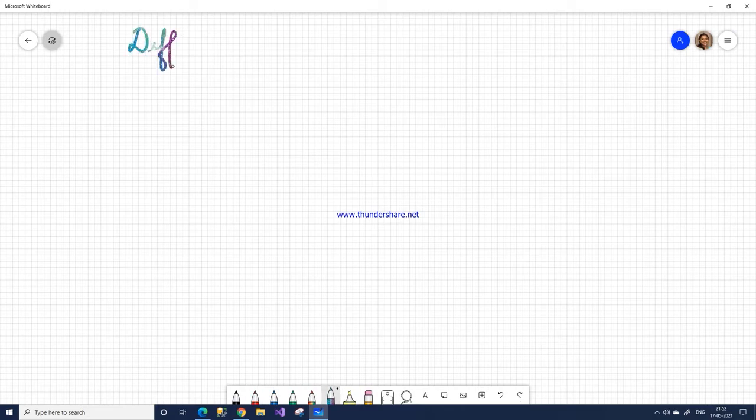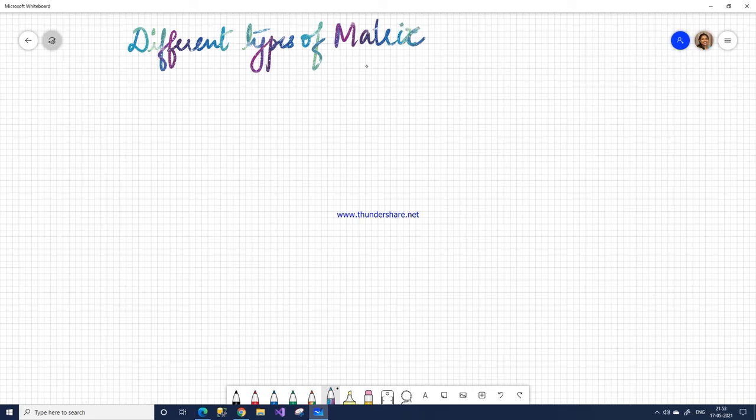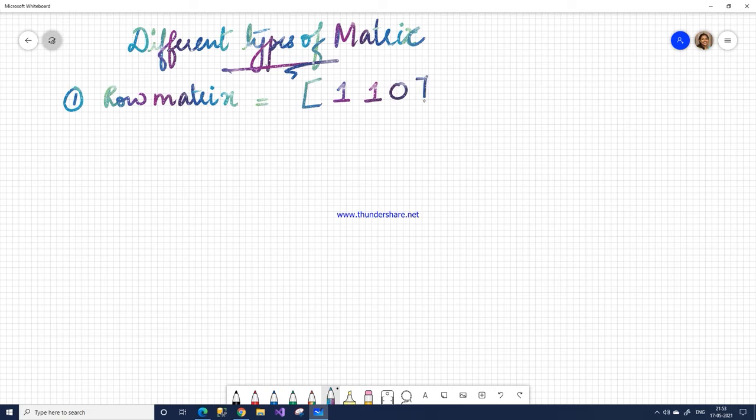Different types of matrix. First one is a row matrix. Row matrix means we'll be representing only the row elements. We don't consider the column elements. So this is an example of a row matrix. We don't consider the column, only the rows.